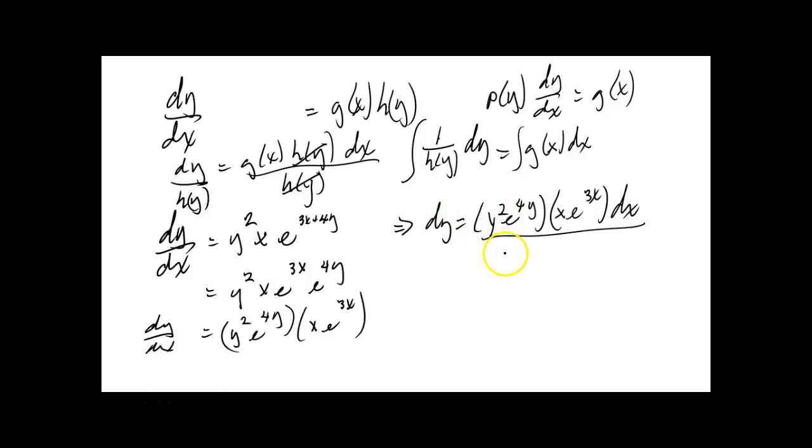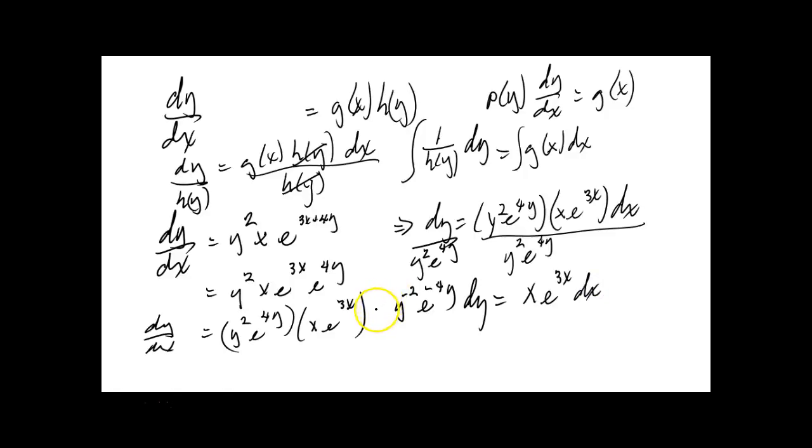Divide both sides by y squared e to the 4y. And then we have 1 over, I'm going to write it differently, if you don't mind. I'm going to write this as y to the minus 2 e to the minus 4y dy is equal to x e to the 3x dx. And guess what we'll do? Integrate both sides.